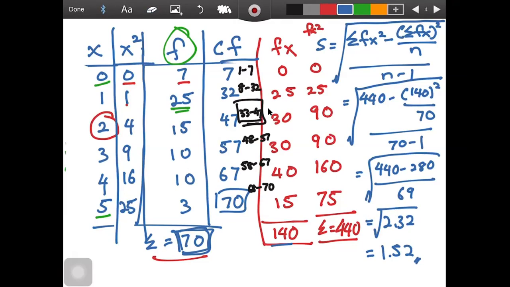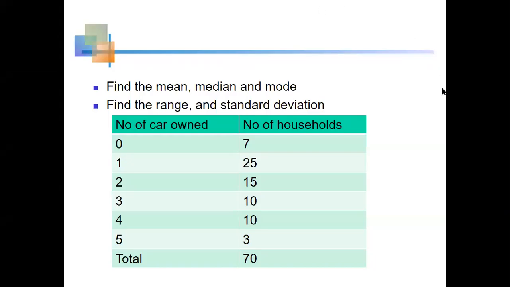So this is your answer for standard deviation. Okay, answer for standard deviation. Okay, so we have done these questions.